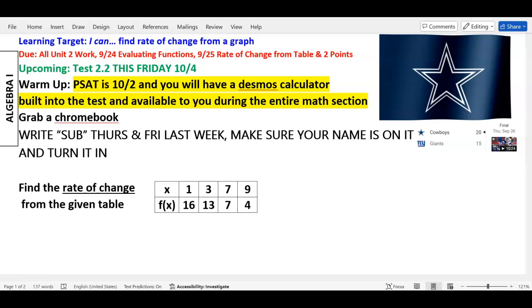Okay, now, on your PSAT coming up on Wednesday, you can't use a yellow calculator, but it's going to have a Desmos calculator built into the test and available during the entire math section. Kind of think of like your tests. There's a button you click for the calculator, Desmos. Make sure you turn these two in because those are going in soon, right? And if you have a Chromebook, it can help you reduce some fractions.